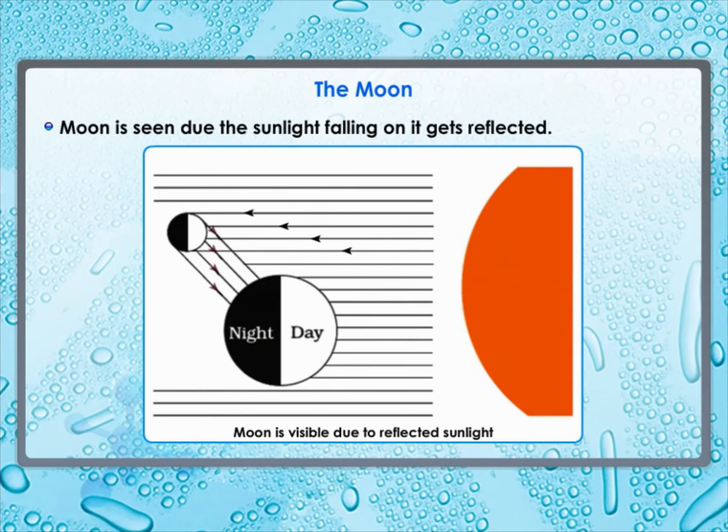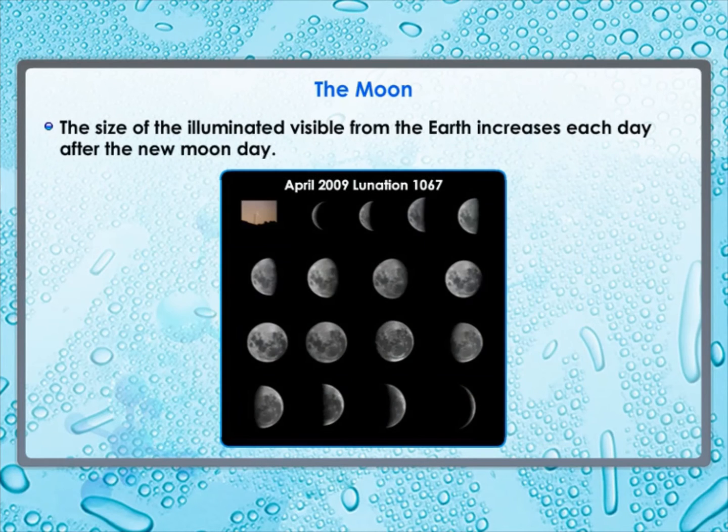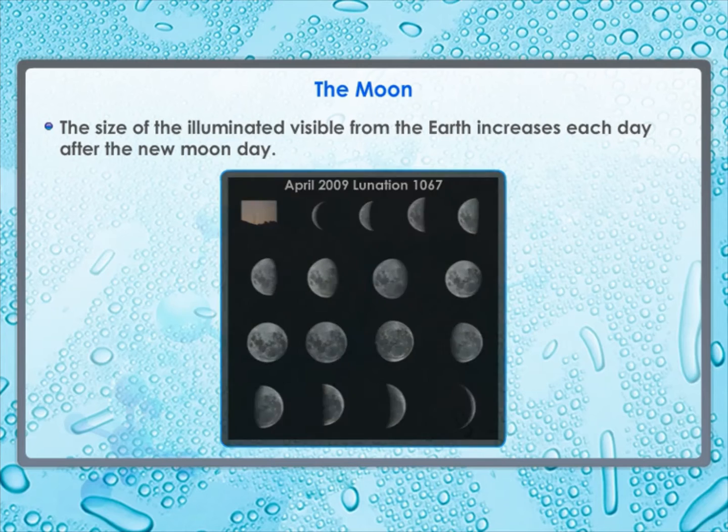We have studied that the moon does not produce its own light, whereas the sun and other stars do. We see the moon because the sunlight falling on it gets reflected towards us. We therefore see only that part of the moon from which the light of the sun is reflected towards us. The size of the illuminated part of the moon visible from the earth increases each day after the new moon day. After the full moon day, the sunlit part of the moon visible from the earth decreases in size every day. The moon completes one rotation on its axis as it completes one revolution around the earth.